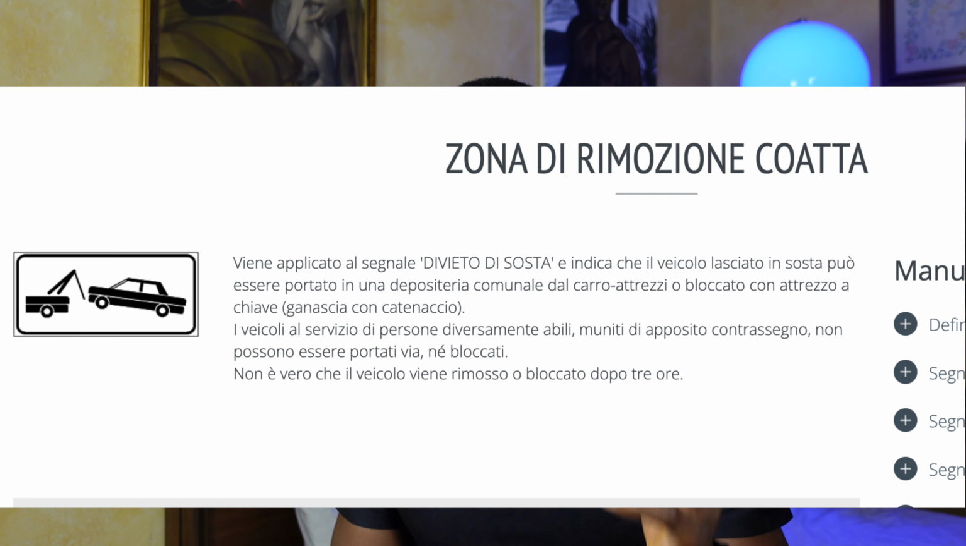This one here is zona di rimozione forzata. Viene applicato a segnale divieto di sosta e indica che il veicolo lasciato in sosta può essere portato in una depositeria comunale. So it is letting us know this sign is placed under divieto di sosta, telling you that you can't park your vehicle there. But if you park your vehicle, there is a high chance of them taking that vehicle away. So anywhere you see this one, just know you can't park your vehicle there, and normally there is segnale di divieto di sosta there, telling you too that you can't park your vehicle.